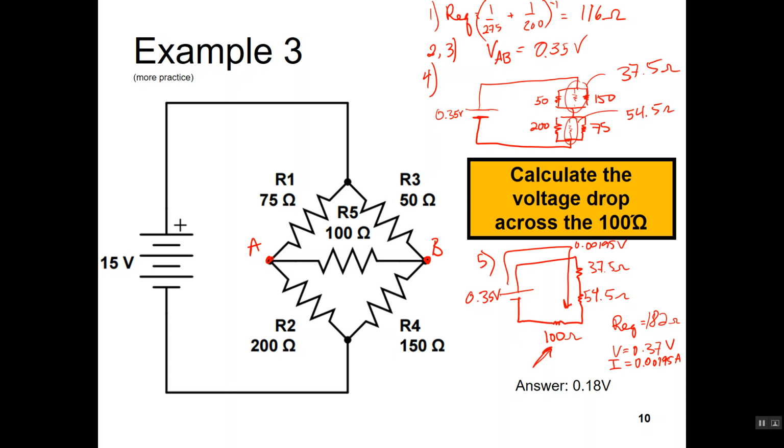And so therefore the voltage drop is going to be 0.00175 times 100. 0.175. That's pretty close to the answer. It's a long process, but pretty straightforward, I think. Are there any questions about this?